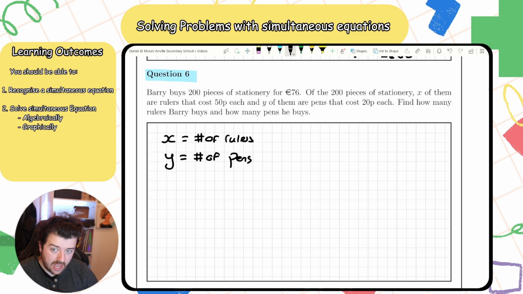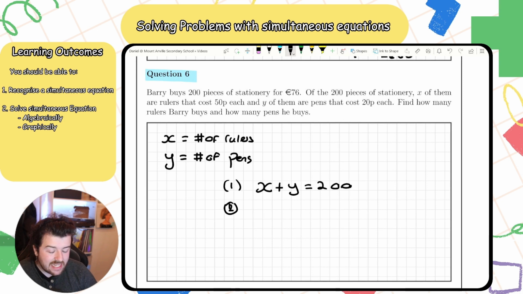Y equals the number of rulers and the number of pens. So I know he buys 200 pieces of stationery. Therefore, the number of rulers he has and the number of pens he has is equal to 200. But we also know he's spent 76 euro.